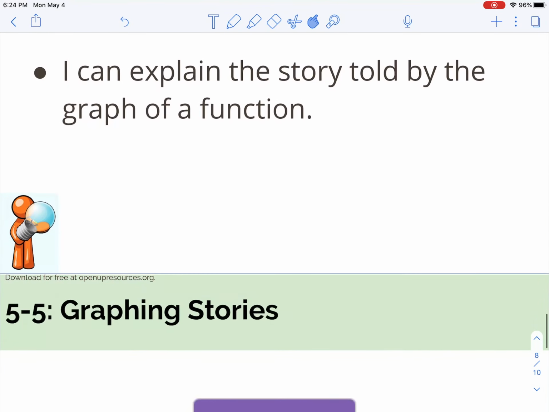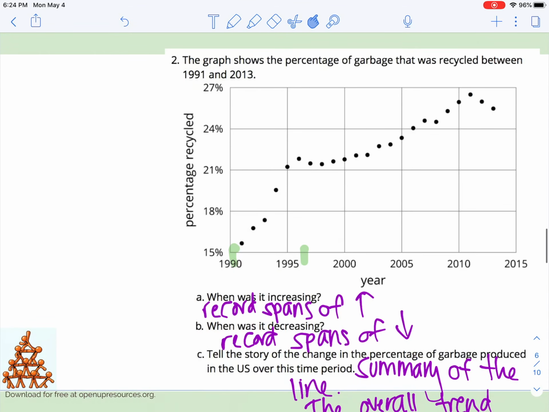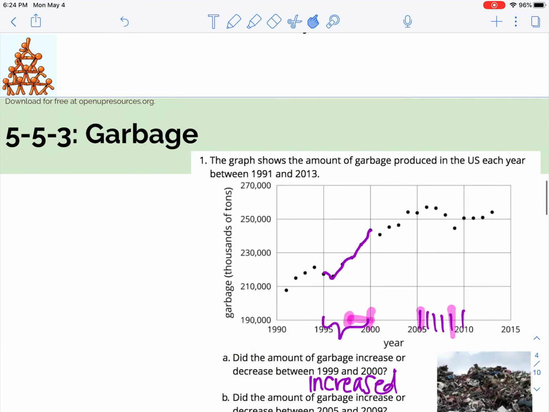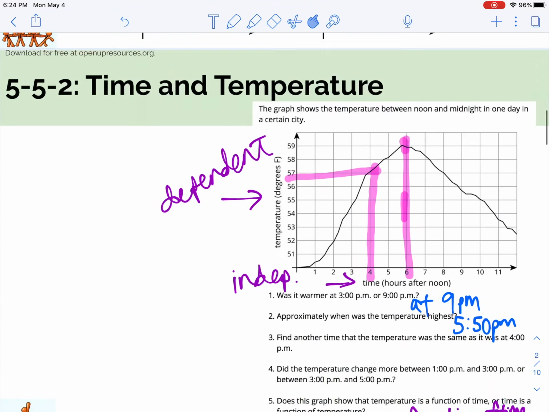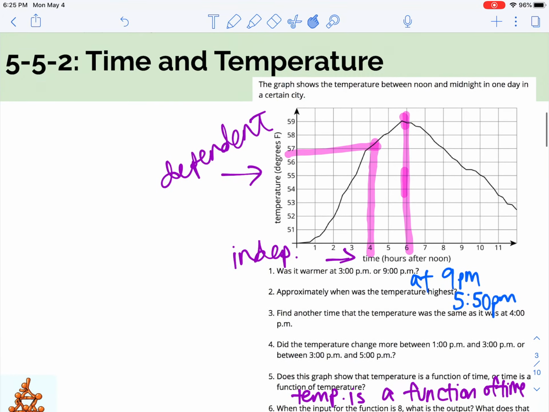I think that's it. So the whole point of this lesson was just to be able to understand the story or what's going on behind a graph of a function. So these are all functions, which just means one input for one output, right? Like amount recycled for each year. It's only one amount for each thing. Same thing here. Amount of garbage per year. It's only one output. Same here. The temperature for that specific time. There is only one temperature for that specific time on that specific day. It wasn't multiple temperatures in that one place. It was just one temperature.